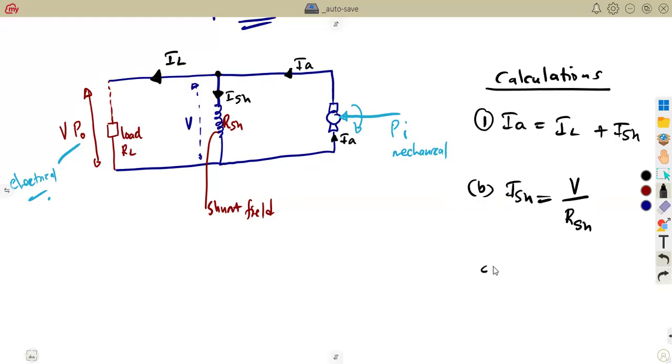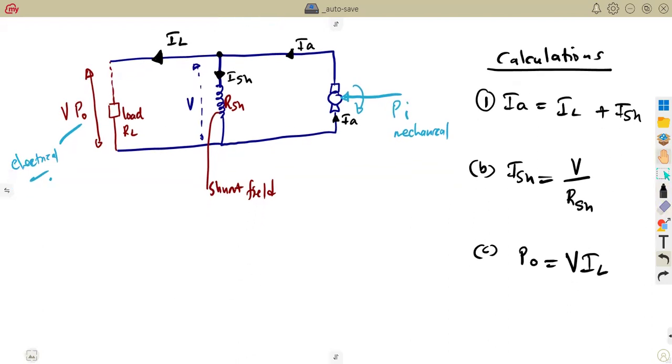So considering the power, which is at the output, because that is the electrical power. As we know, electrical power is voltage times current, so it is the voltage at the terminal times the current at the load, which is our load current. We can also calculate that. All right, so that's two.